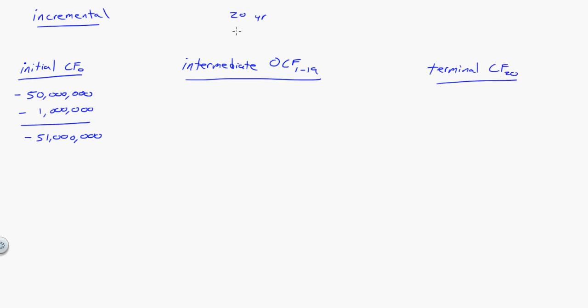If this were an 8-year project, it would be years 1 through 7 for intermediate, and the cash flow in year 8 for terminal. I can make the cash flows different for every year. That's fine. We're going to keep this hopefully as simple as possible. So this is going to have some relationship to the income statement. So let me show you an income statement.